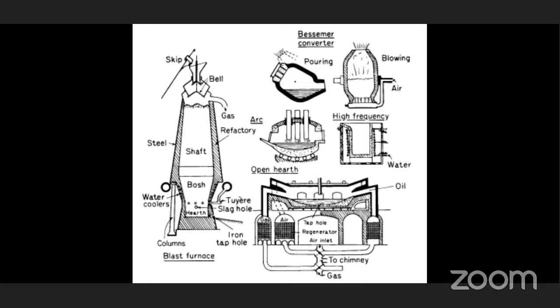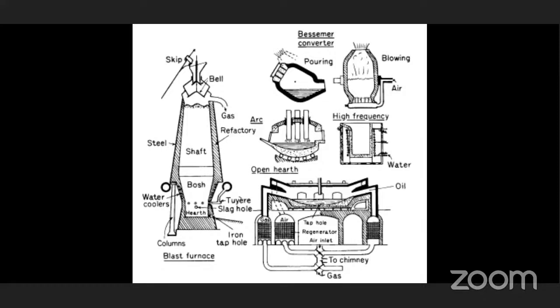The top of the converter is open. The bottom contains the tuyeres and a wind box to equalize the air pressure at all the tuyeres. As we have seen in our first furnace, the blast furnace, it also contains the tuyeres, is open at the top end, and at the bottom contains tuyeres, and a wind box is also there to equalize the air pressure at all the tuyeres.